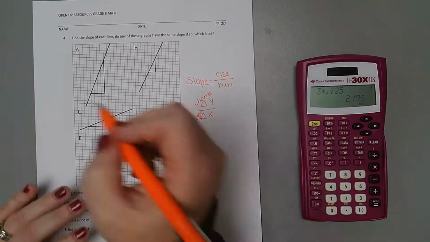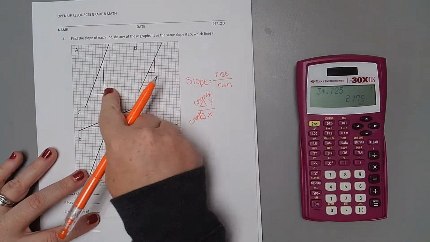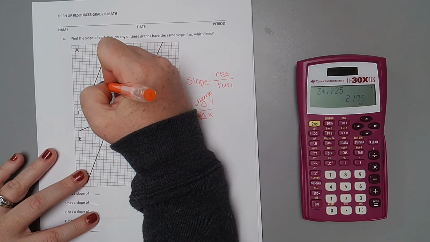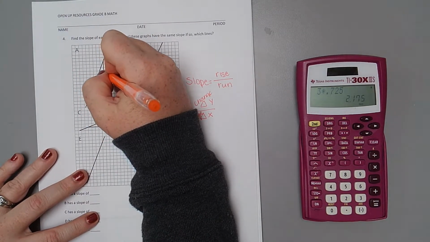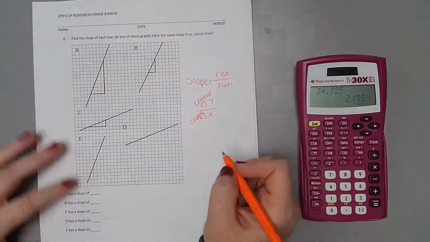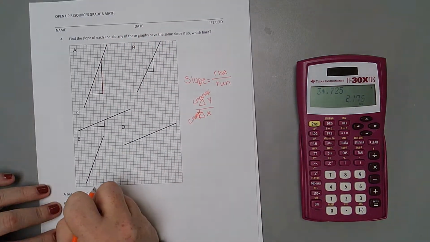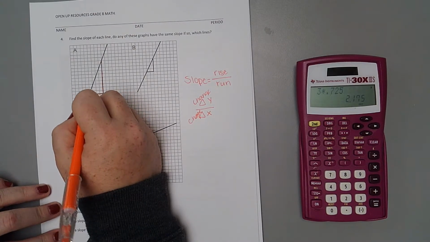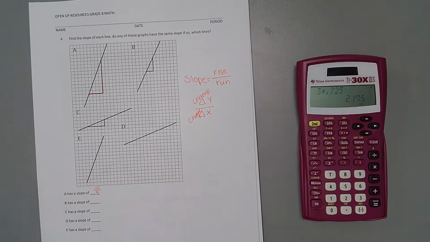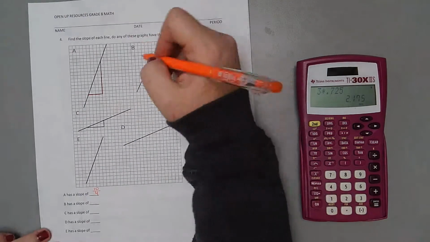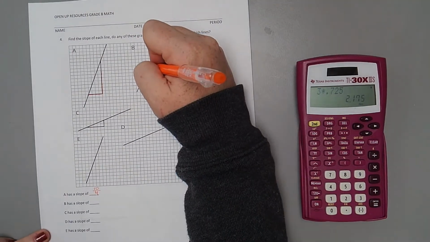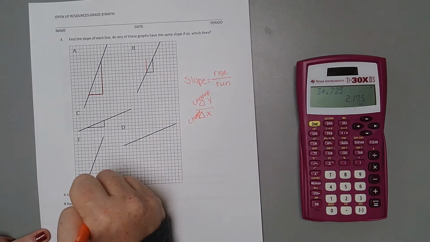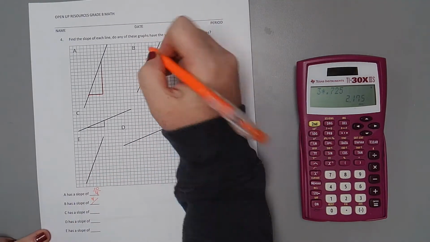So for A, it has our triangle. It went 1, 2, 3, 4, 5, 6, 7, 8, 9, 10. It had a rise of 10 and a run of 1, 2, 3, 4. B has a rise of 1, 2, 3, 4 and a run of 2.